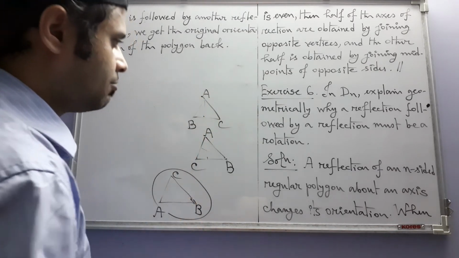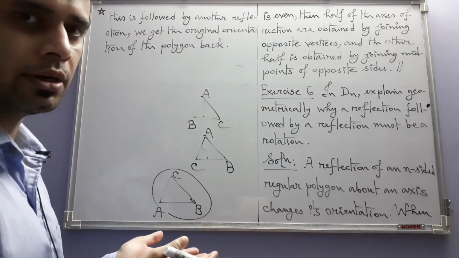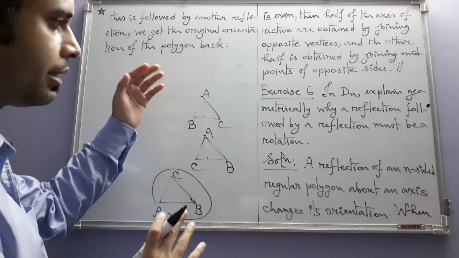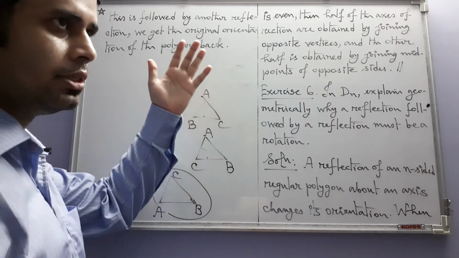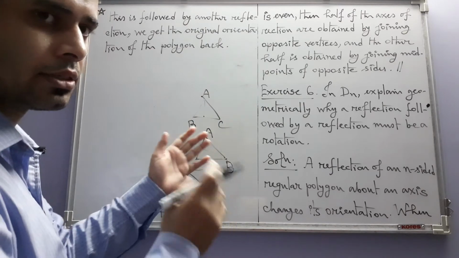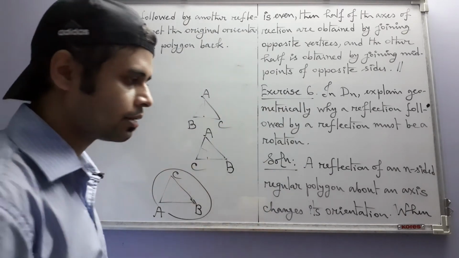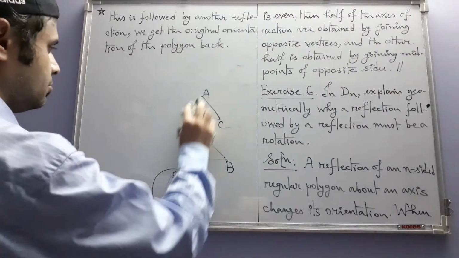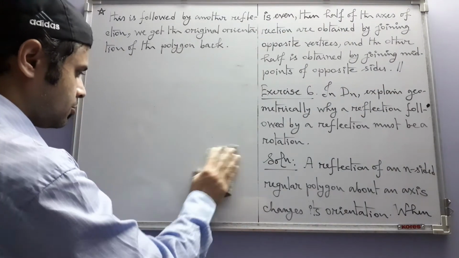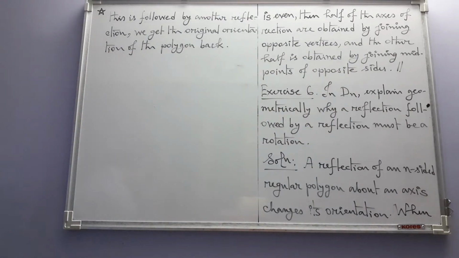The same thing will be true, you can imagine, in an n-sided polygon, because after all that is also a plane figure which has some axis of symmetry about which you are reflecting. So if you make two such reflections, the orientation will come back. So what then? What is the consequence of this? The consequence is this.